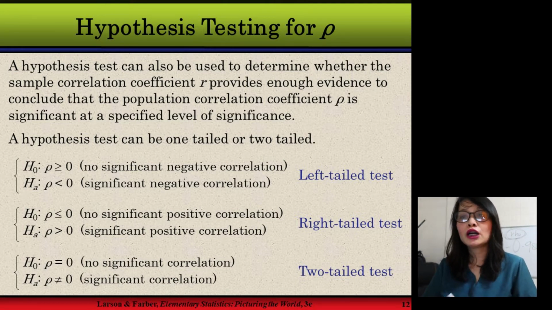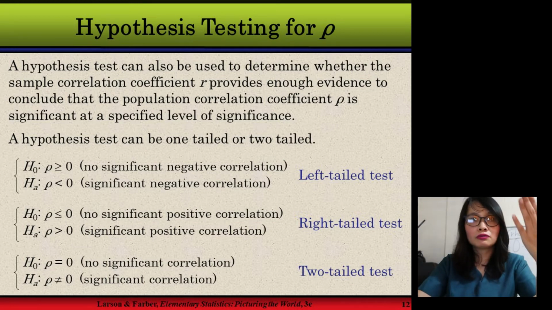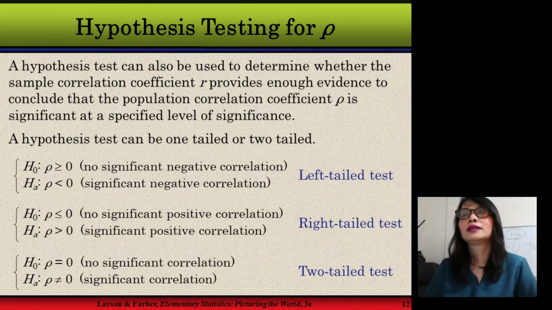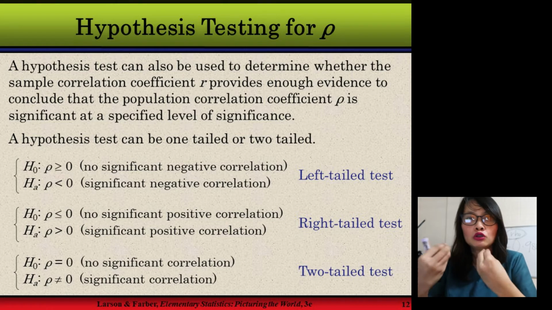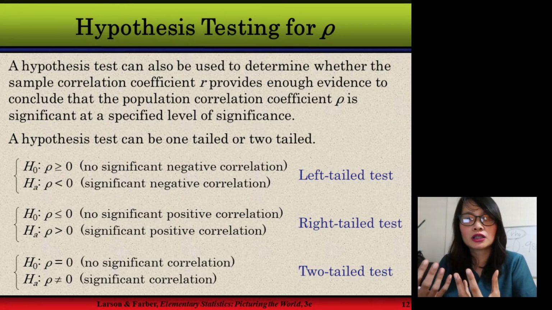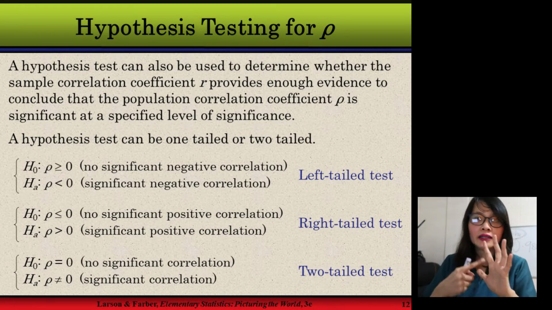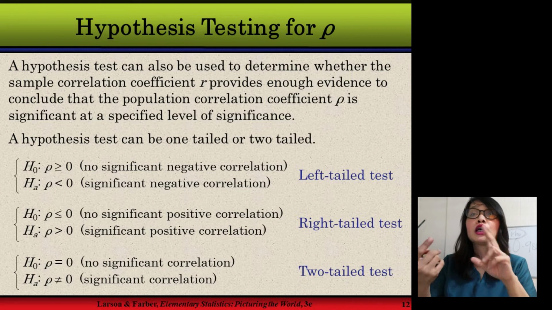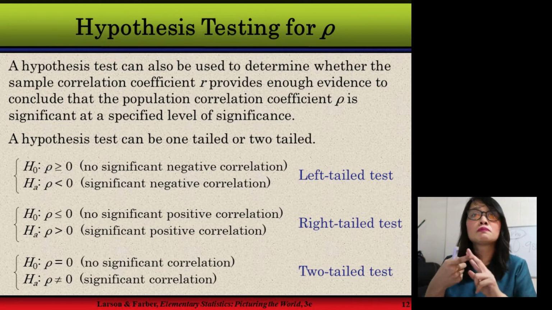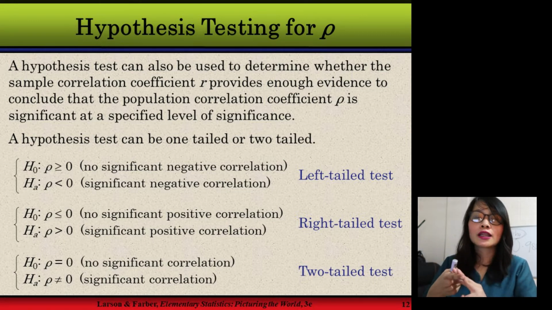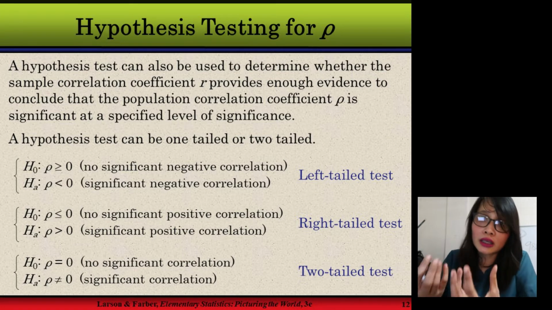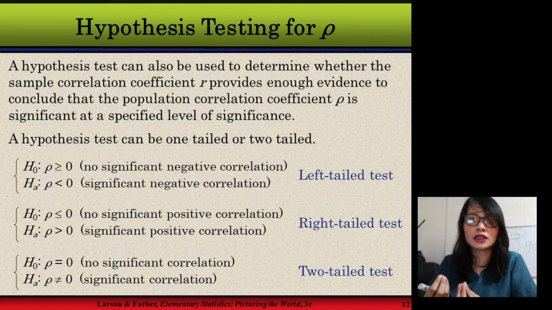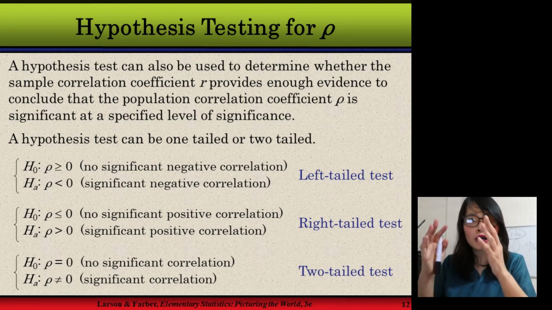So first you need to formulate your hypothesis. Remember how we test the hypothesis? We have 5 procedures. First, formulate the null and alternative. Second, identify the statistic. Third, you need to compute. Fourth, decision. And then fifth, you come up with your conclusion. So same thing in hypothesis testing for population correlation, we need to follow the 5 procedures.